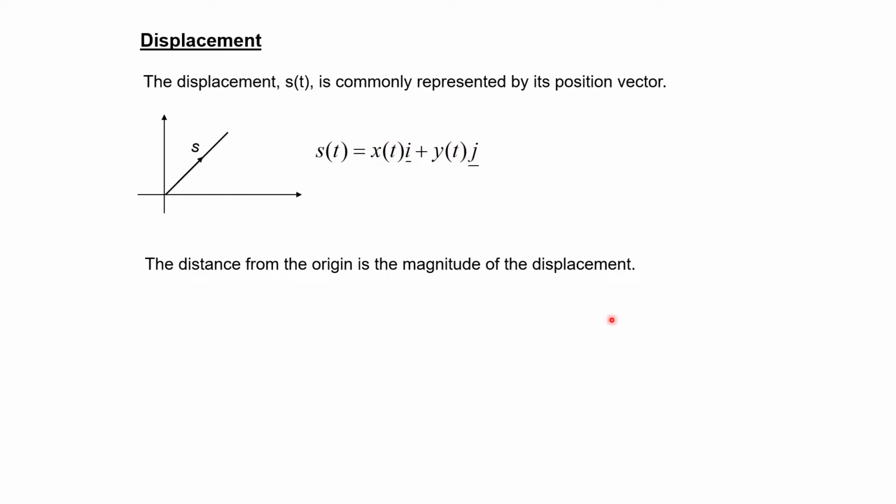So magnitude, as you know, the formula is the square root of x squared plus y squared. So same here, the square root of x squared plus y squared is actually the displacement, which is the modulus symbol of s, representing displacement.